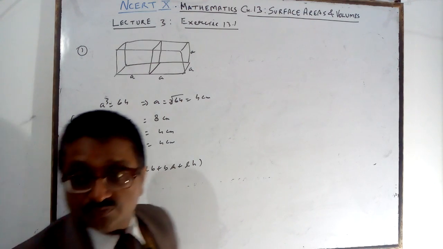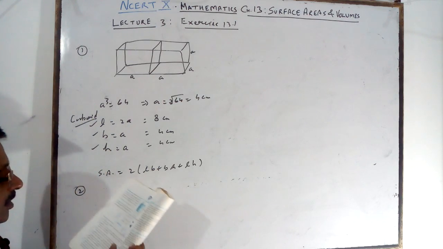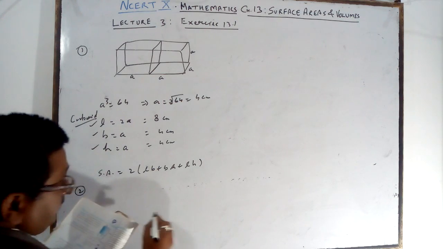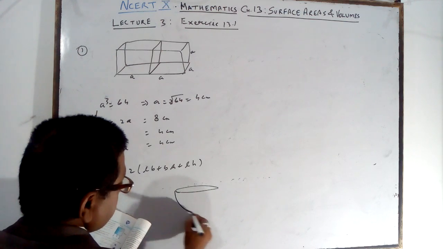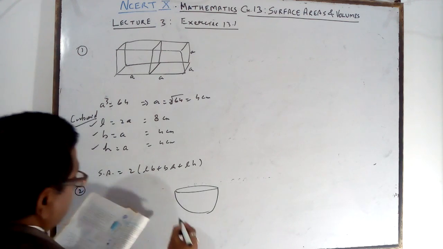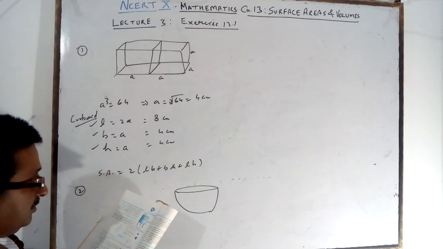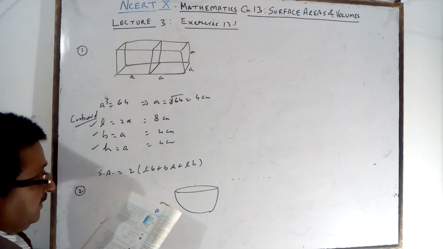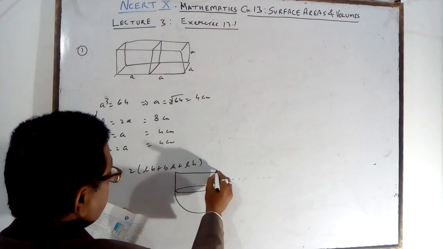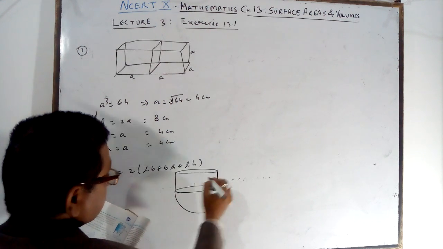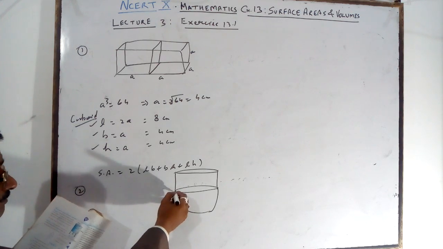Question number 2. A vessel in the form of a hollow hemisphere mounted by a hollow cylinder. Hollow hemisphere means it is like this. Mounted by a hollow cylinder means the hemisphere is down and the cylinder is up.